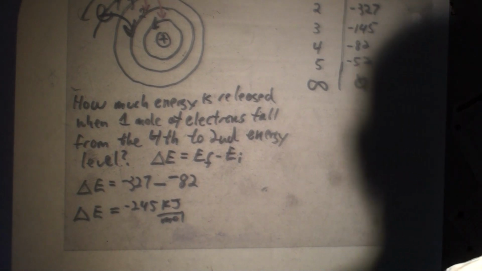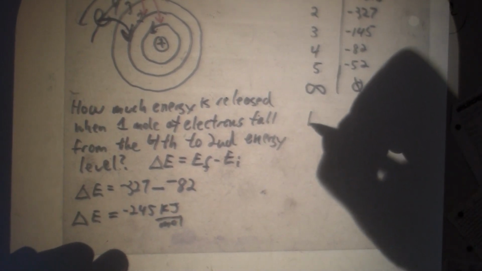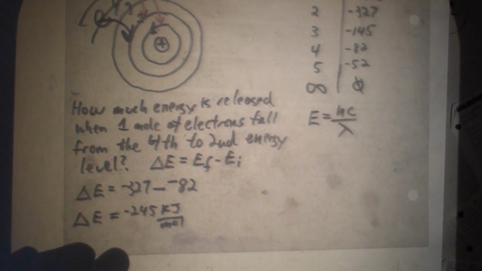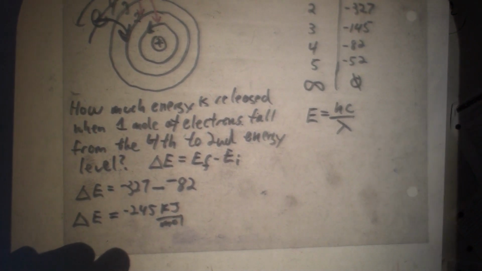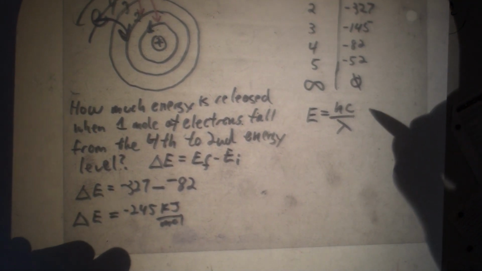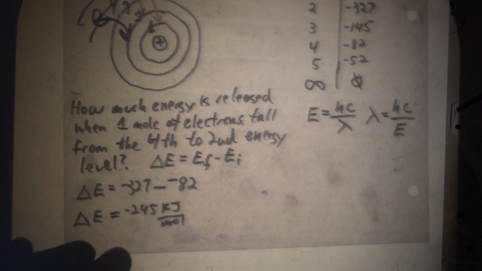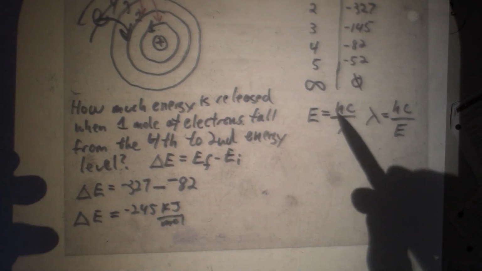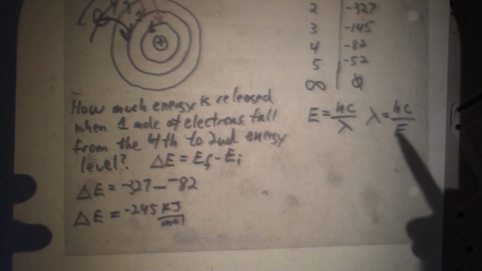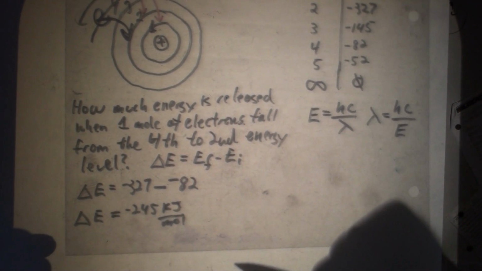So now the next part is what wavelength of light will be produced. So the other equation we've got is E is equal to hc over lambda. That's the one that relates energy to wavelength. If I do a little algebra, wavelength will be equal to hc over E. So I know H, I know C, I'm trying to find my wavelength, and my energy is this number right here.